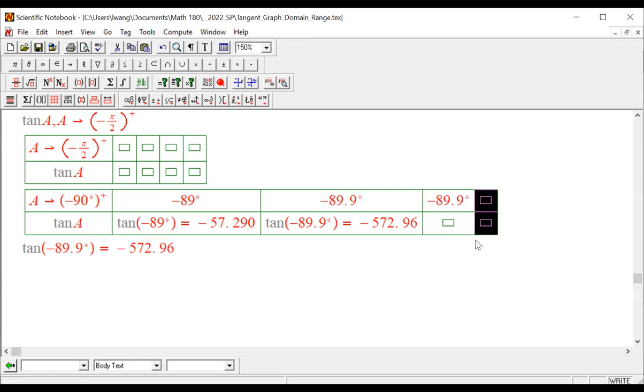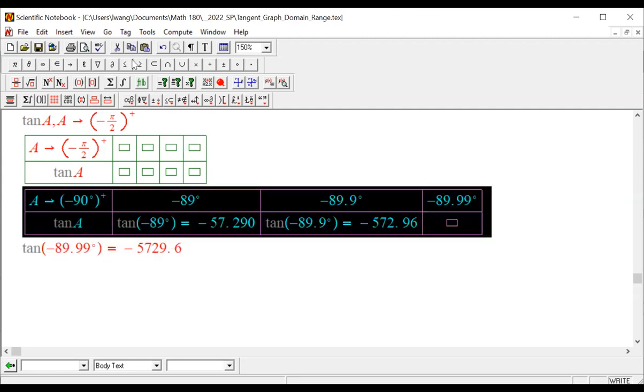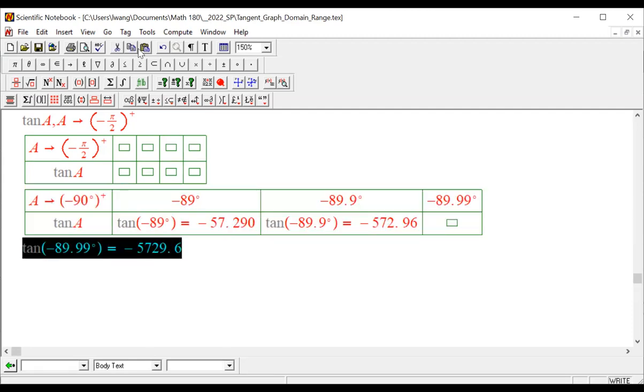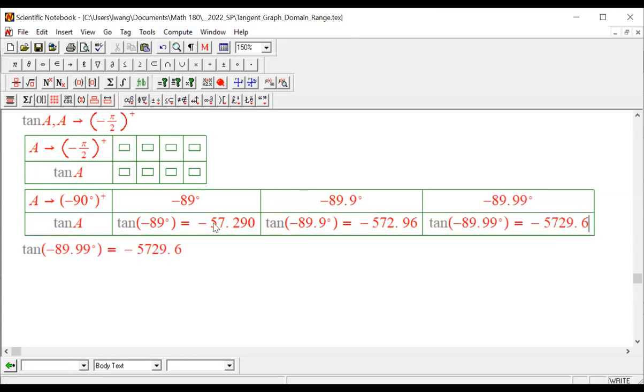So I'm gonna remove this column. So this is gonna be 89.99 degrees. Okay, to see what the calculation will lead us to. Oh my God, look at that number. It's so much closer. It's like you have a sense of negative infinity, right? Do we have a sense of negative infinity?